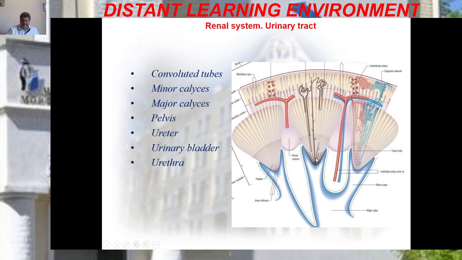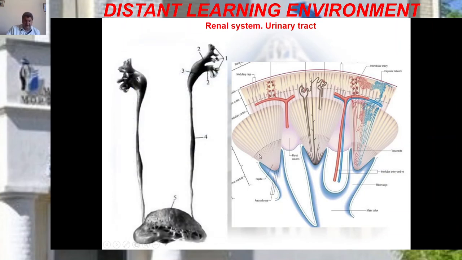So you may see lesser calyces, greater or major calyces, and part of the pelvis renalis. So the calyces, renal pelvis, and ureters constitute the macroscopically visible part of the excretory tract of the kidney.